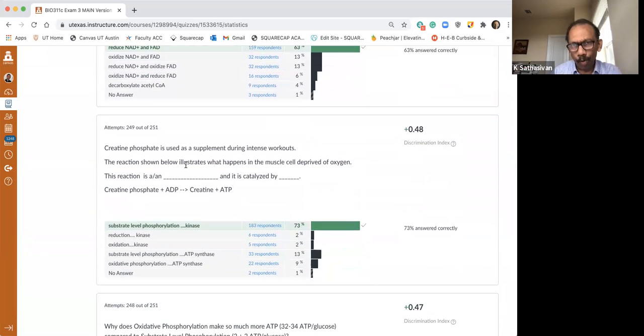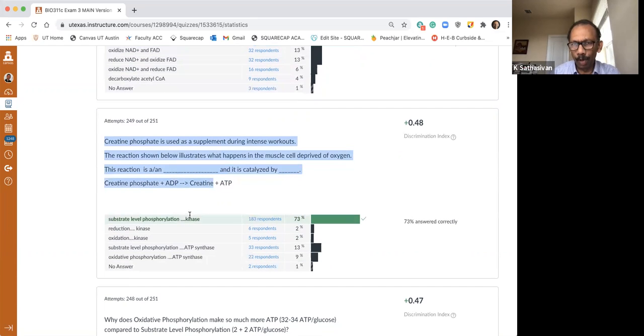The next question is the same as I gave in a sample exam. Creatine phosphate is used as a supplement during intense workouts. When you're doing this, it is substrate level phosphorylation. Kinase is the enzyme that does it. ATP synthase comes in oxidative phosphorylation, not substrate level phosphorylation.